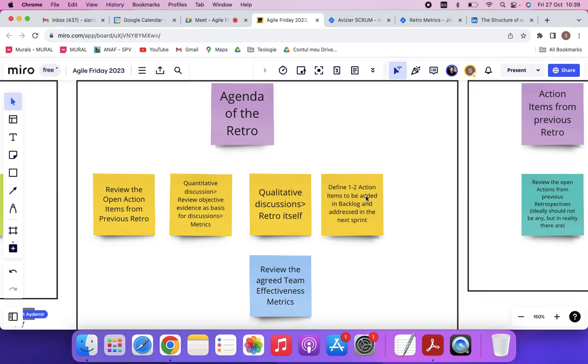Why? Because they will take ownership of the continuous improvement. Like this, they will see the importance of the retrospective. Otherwise, if only the Scrum Master takes these actions all the time, then they will not own the retrospective, because at the beginning, what happens? The Scrum Master facilitates and plans the retrospective. If the Scrum Master is also the person who takes the actions, then they will not own it.